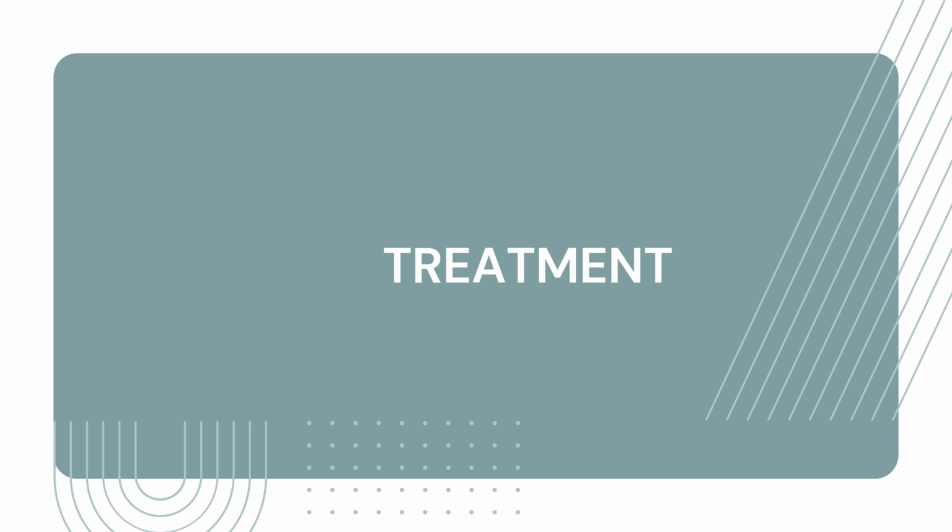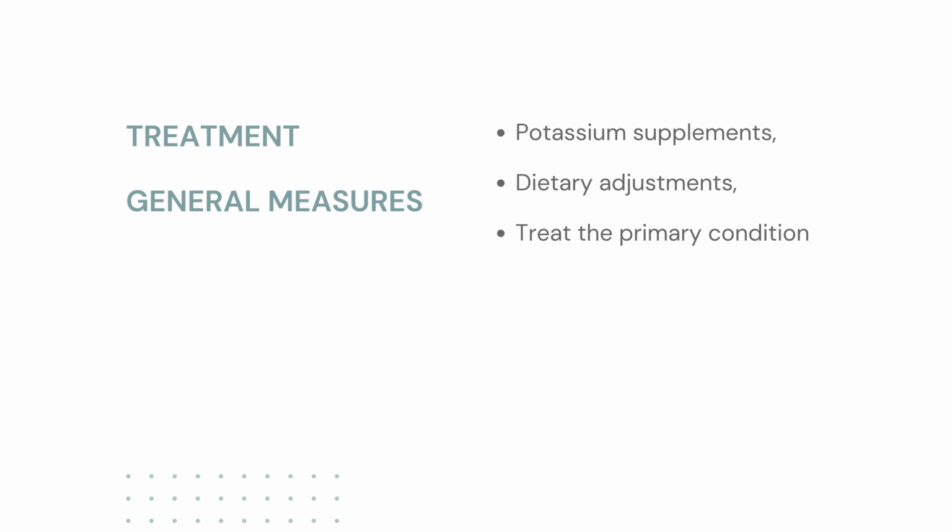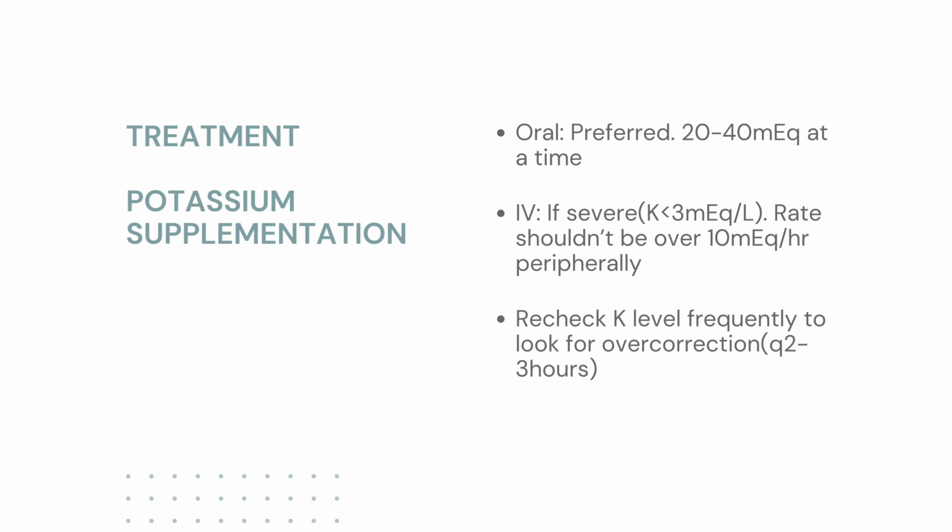Now let's come to the treatment. For treatment, there are a few general measures that we need to keep in mind: we need to supplement potassium, we need to adjust the diet, and if there is some primary condition, we need to treat the underlying primary condition. For potassium supplementation, we prefer oral potassium. The dose should be between 20 to 40 milliequivalent at a time. Typical potassium containing syrups available in our pharmacy have 20 milliequivalent in 15 ml, so we can give up to 30 ml at a time.